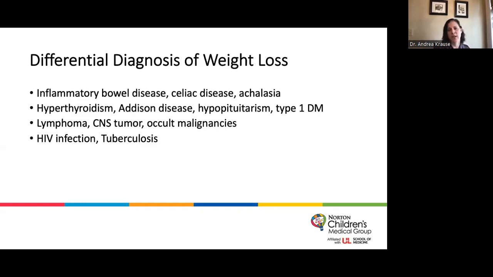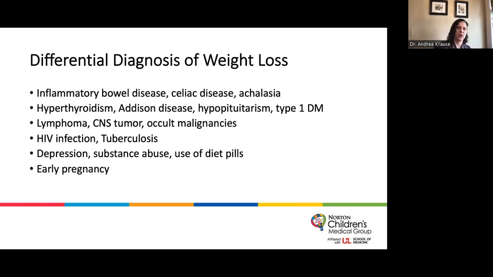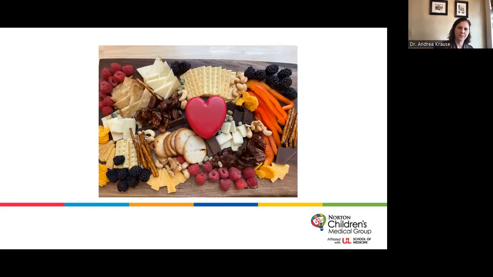HIV infection and tuberculosis are two considerations. And then within the psychiatric realm, depression, substance or opiate use, and the use of diet pills is something to get information on. Early pregnancy technically is something to consider. And then I have had a few cases that were kind of borderline. They had weight loss, and it definitely coincided with the start of a stimulant for ADHD. I say that because ADHD stimulant use is very prevalent, so it's just something to consider.